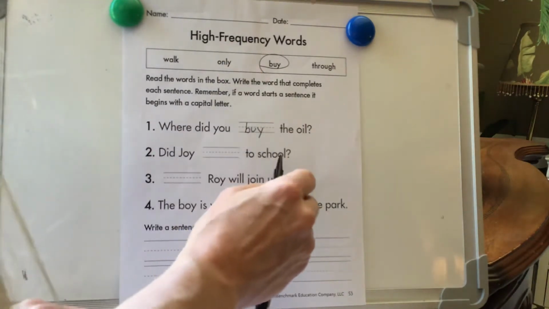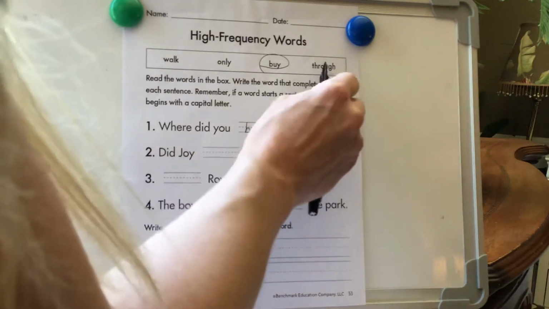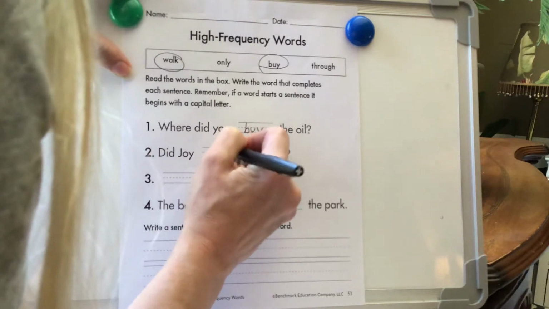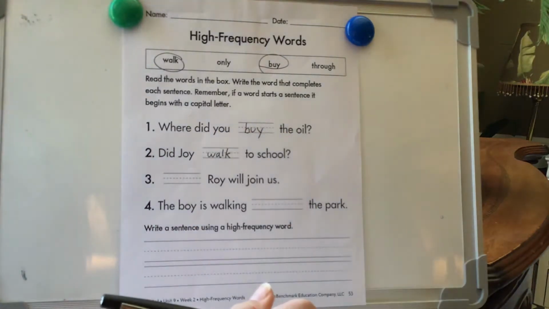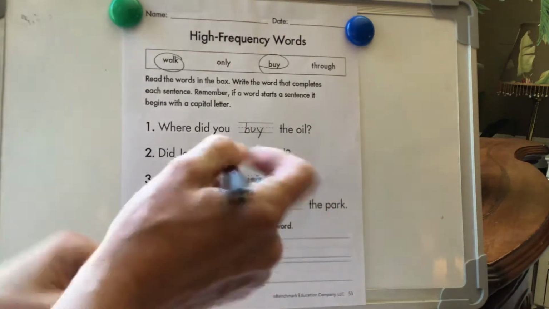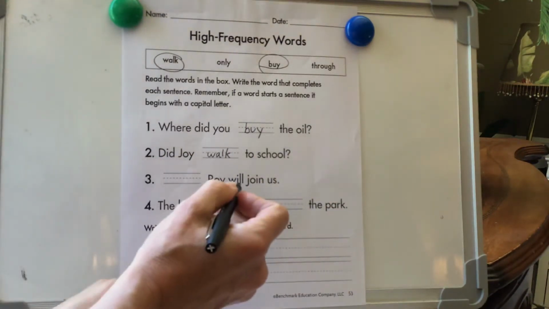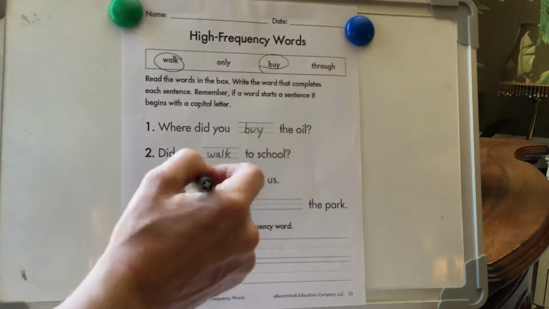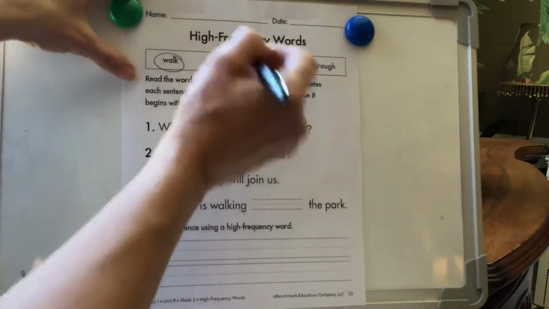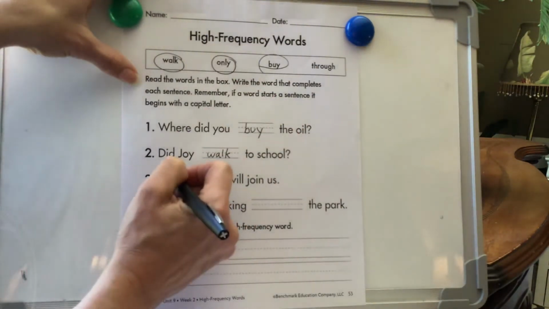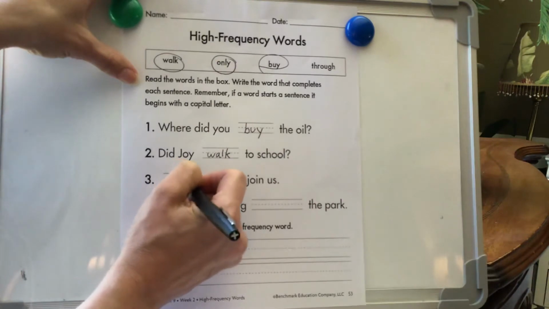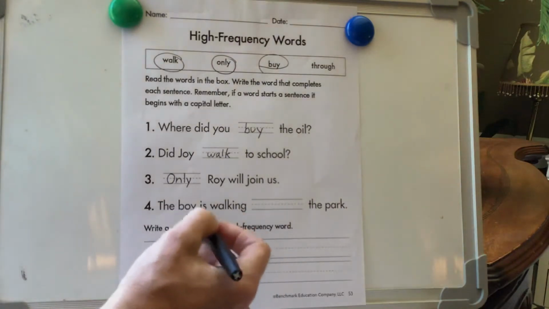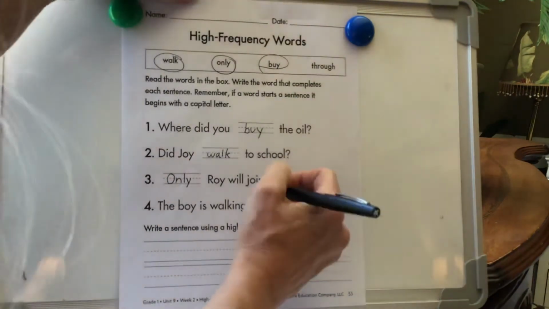Did Joy only to school? That doesn't make sense. Did Joy through to school? No. Walk to school. Did Joy walk to school? And again, if you do one and it doesn't make sense, skip it and do the other ones that make sense and then come back to it. Blank, Roy will join us. Only Roy will join us, or through Roy will join us. Well, only is the only one that makes sense. And it reminds us it's a capital at the beginning, so uppercase O. Only Roy will join us. Now we know the last one is through, but let's double check. The boy is walking through the park. Yep.